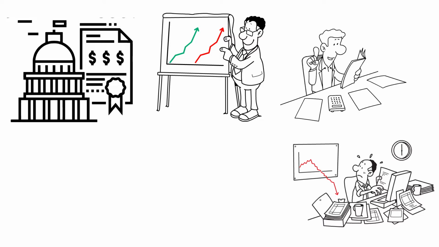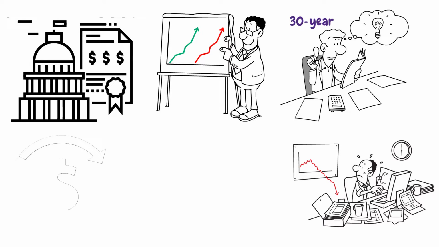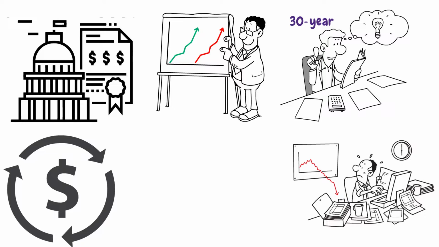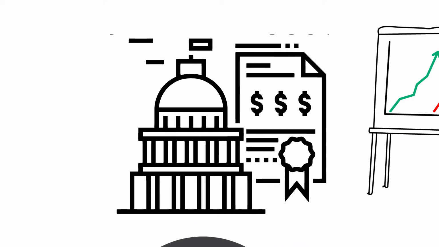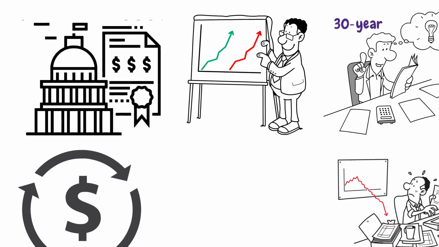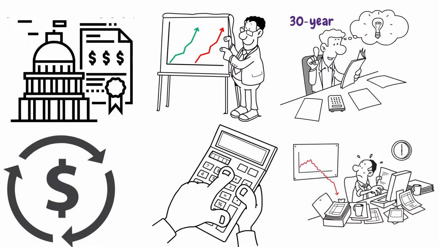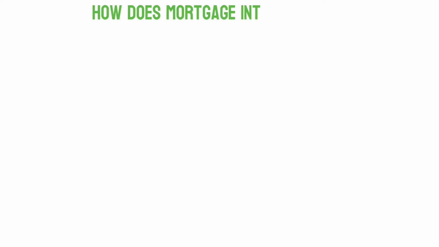Even though most mortgages are calculated based on a 30-year time frame, after 10 years, many mortgages are either paid off or refinanced for a new rate. Therefore, the 10-year Treasury bond yield can be an excellent standard to judge. You can use Investopedia's mortgage calculator to estimate monthly mortgage payments. How does mortgage interest work?